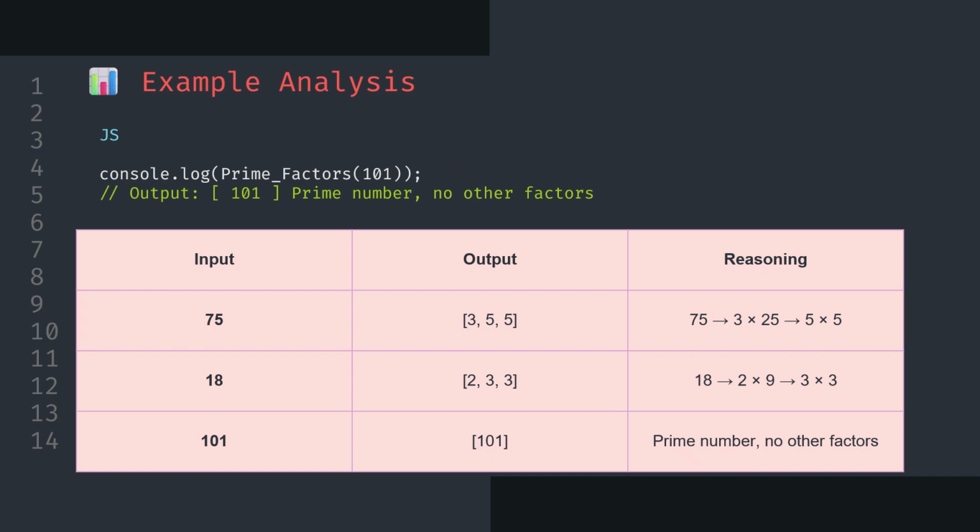Let's look at some examples. 75 breaks down to 3 times 5 times 5. 18 becomes 2 times 3 times 3, and 101 is already a prime, so it stays as is. This confirms our function correctly finds the smallest prime building blocks.